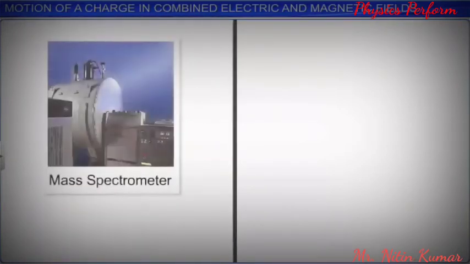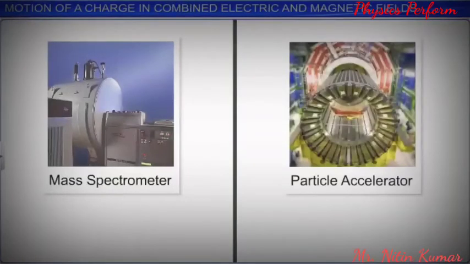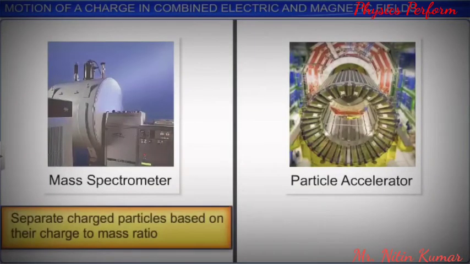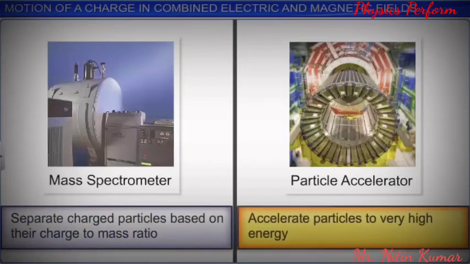This principle is used in the mass spectrometer and particle accelerators. The mass spectrometer is a device used to separate charged particles based on their charge to mass ratio. Particle accelerators are used to accelerate particles to very high energy.